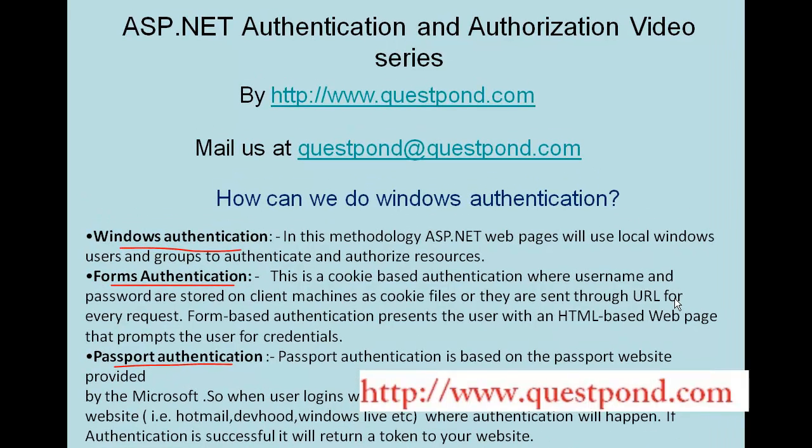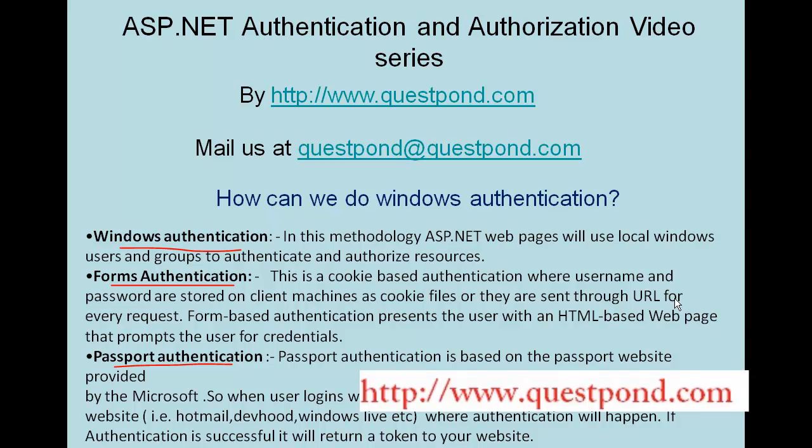Especially if you're building a site like an e-commerce site where you just want to ensure that the user has a valid Hotmail account, then you can probably use Passport authentication. And the final one is anonymous access, where you do not want any kind of authentication to be supported. So in other words, there are three kinds of authentication you can do in ASP.NET: Windows, Forms, and Passport.